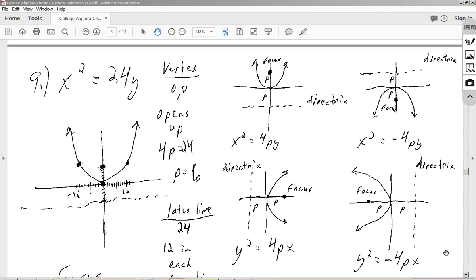Okay, on problem number 9, we've got this parabola. It says we've got x squared all equals 24y. It says find the focus and directrix of the parabola with the given equation, and I also added and graph.